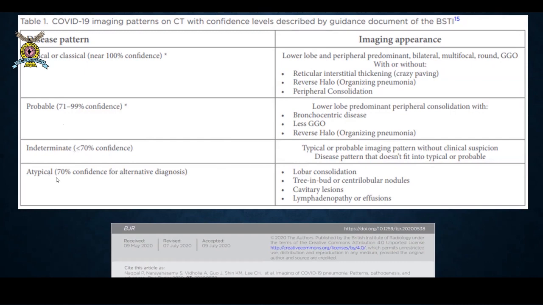And the last group is the atypical presentation, where the radiological appearance is seen only in one lobe, or there may be a centrilobular nodule or tree-in-bud appearance. There may be cavitary lesions, and there may be lymphadenopathy or pleural effusion. These changes are very uncommon in COVID-19, seen in less than 5% of the patients. And if these changes are present, you should think of other alternative diagnoses.